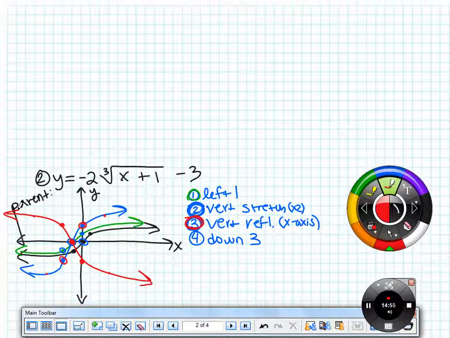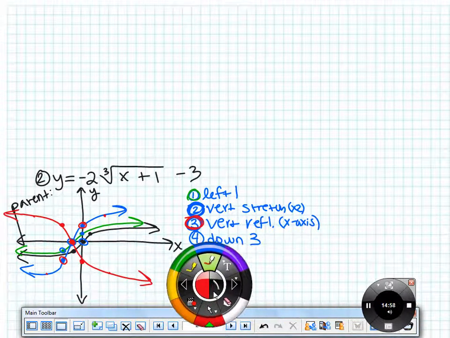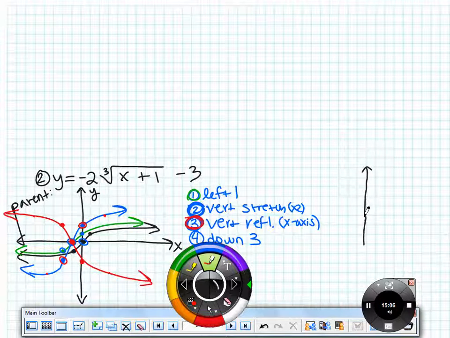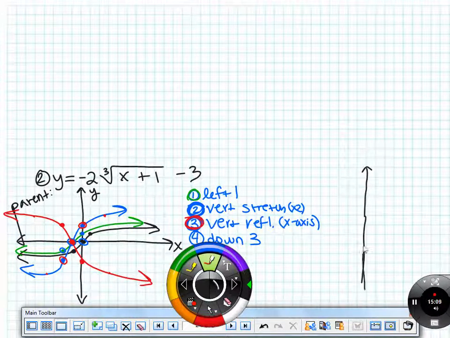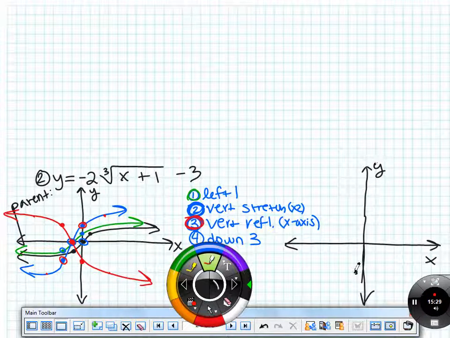All right, and then the last thing we're going to do, and I'll go ahead and create a new graph with our final product on it, is you just want to take the whole graph you now have and move it down 3. So again, it should have the same shape. It should just be moved down 3. So this vertex here at -1 just needs to go down 3 to be -1, -3, and these points that are 2 away from it vertically and 1 away from it horizontally.